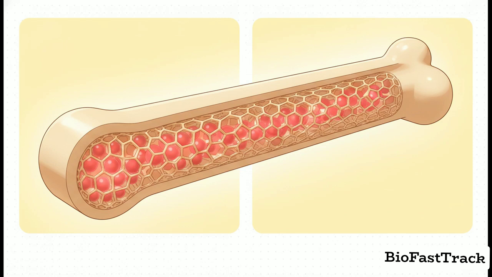Spongy, or cancellous bone, makes up the other 20%. You'll find this on the inside, especially at the ends of your long bones. It literally looks like a porous honeycomb made of tiny bony plates called trabeculae. It's a really brilliant design because it keeps the skeleton lightweight enough for you to actually move, while safely housing the blood-producing red marrow right inside those honeycomb spaces.